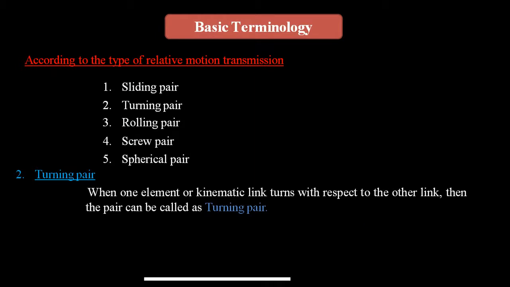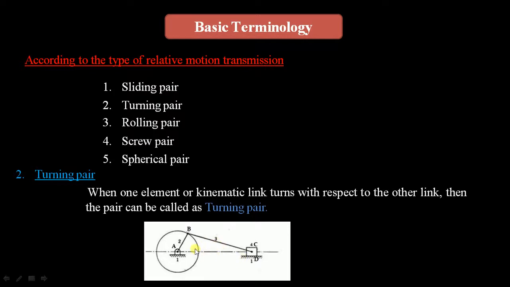Now we go for the example. The same example we are taking, which is the slider crank mechanism. When you observe here, one link is connected with the second link, and here one joint is given, a pin joint we can say, which allows the rotation, that is the turning of this AB link. When you give the pin joint, that becomes a revolute joint, which allows the turning of one part with respect to the other part.